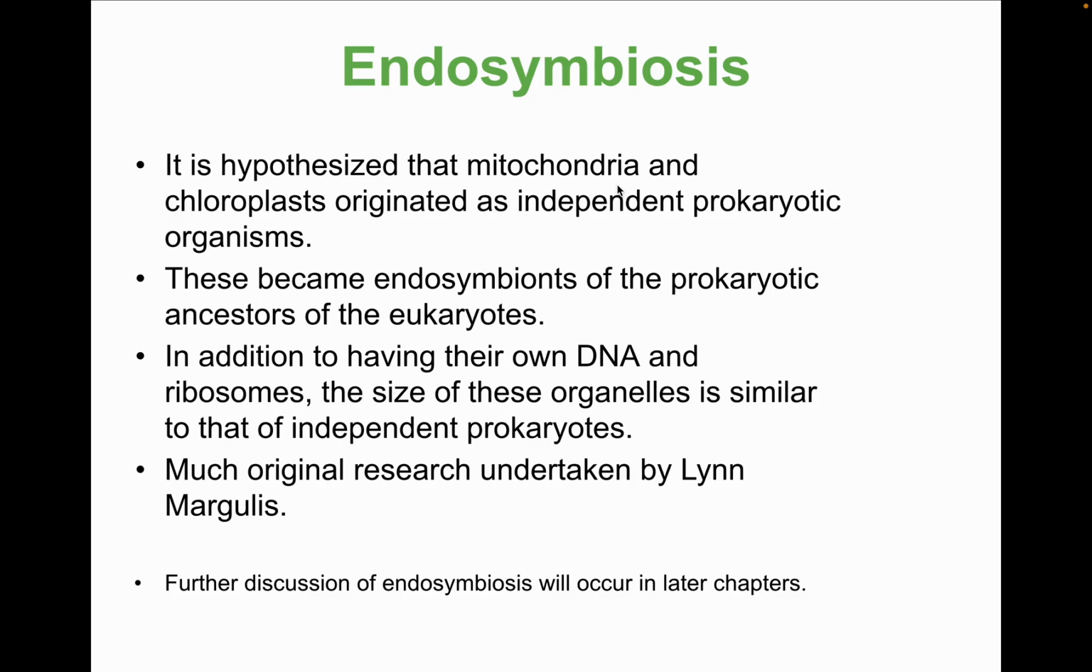Endosymbiosis. This is a note. This is very important, and it's how mitochondria and chloroplasts were able to become part of plant cells and human cells, animal cells. It is hypothesized that these two organelles actually originated as independent prokaryotic organisms. So basically, they were once upon a time bacteria. They actually became endosymbionts of the prokaryotic ancestors of the eukaryotes.